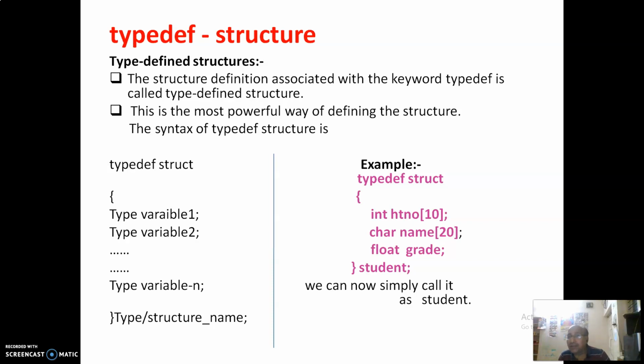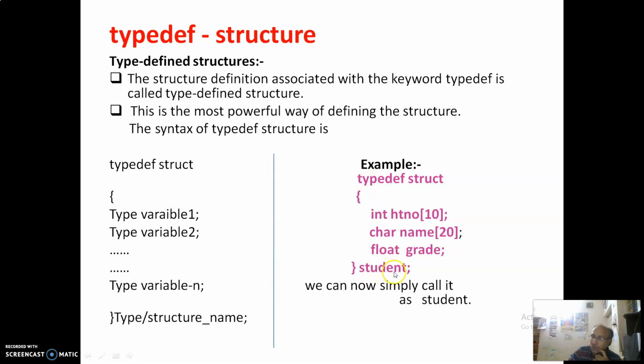The syntax of the typedef structure is: typedef struct { type variable1; variable2; and so on } type structure name. See this example: typedef struct { int hall ticket number; char name[20]; float grade; } student. When you observe this, generally we write the struct name first, but here we are directly writing typedef struct.